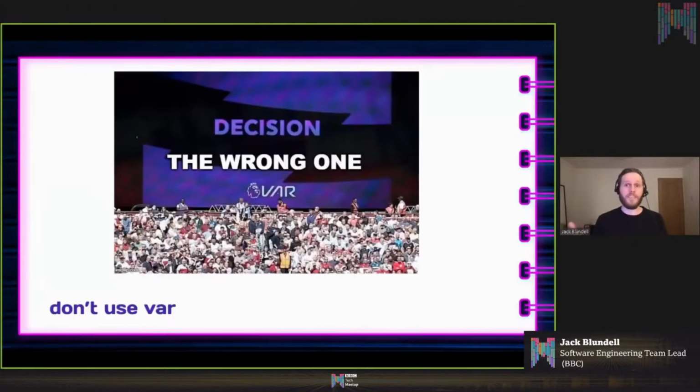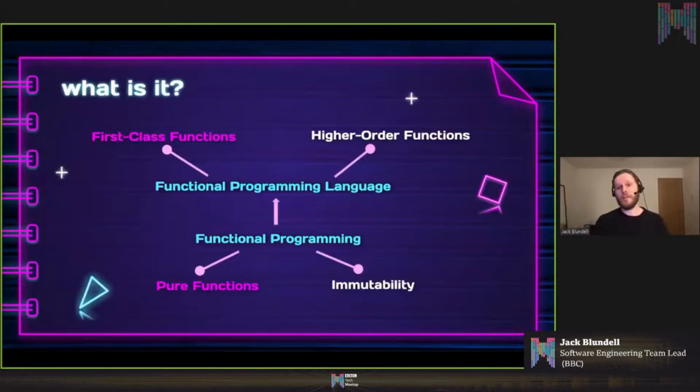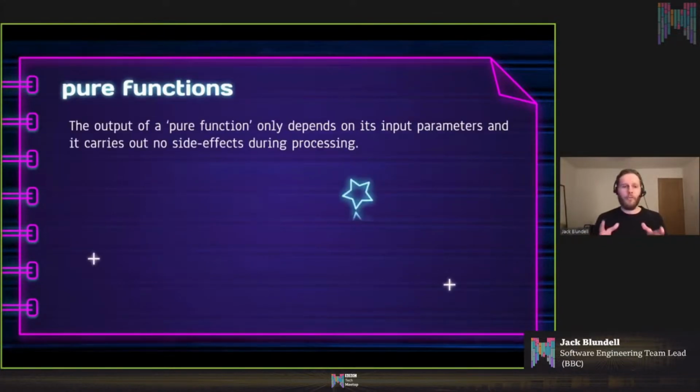So in summary, when coding in Scala, don't use var. Pure functions are the other characteristic of functional programming. The output of a pure function only depends on its input parameters and it carries no side effects during processing.